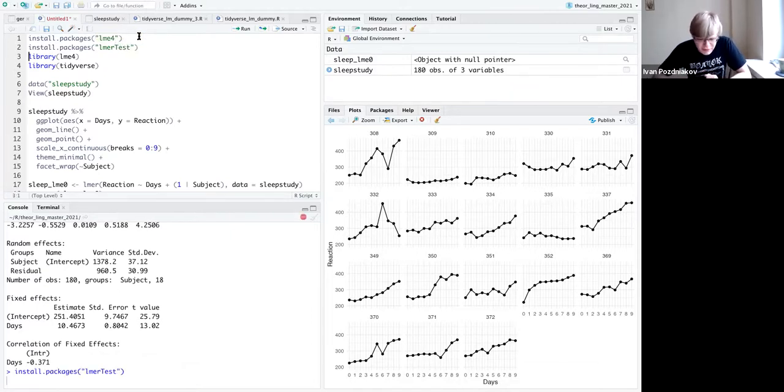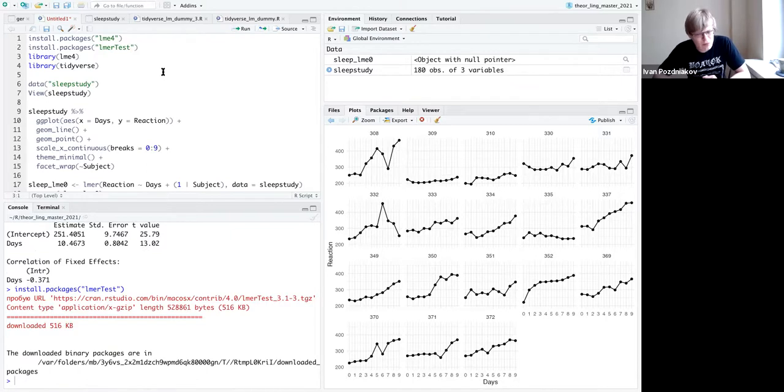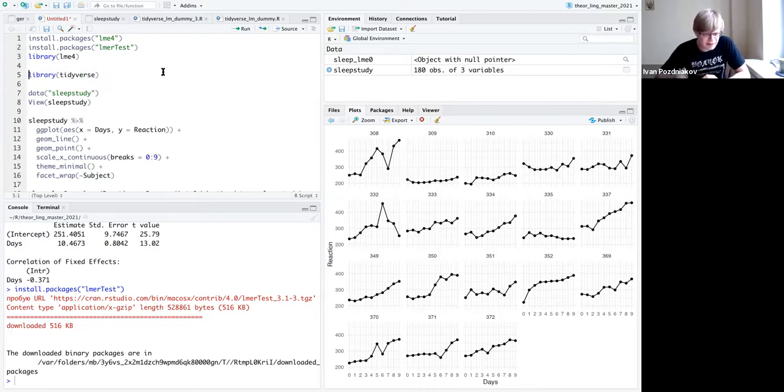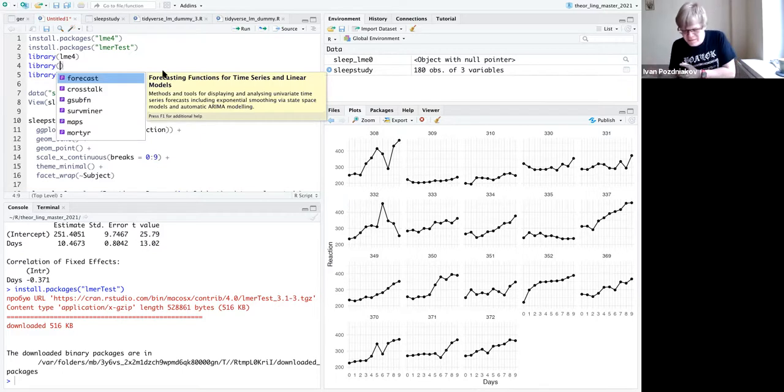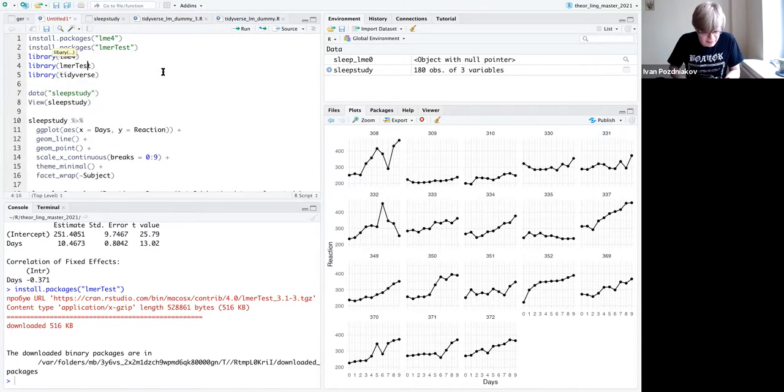So this package is not a specific package with a specific syntax. It's just something like an add-on to lme4. Consider this package as something like DLC for some computer game. It just adds a bit of additional content, but doesn't change anything in general. lmerTest.